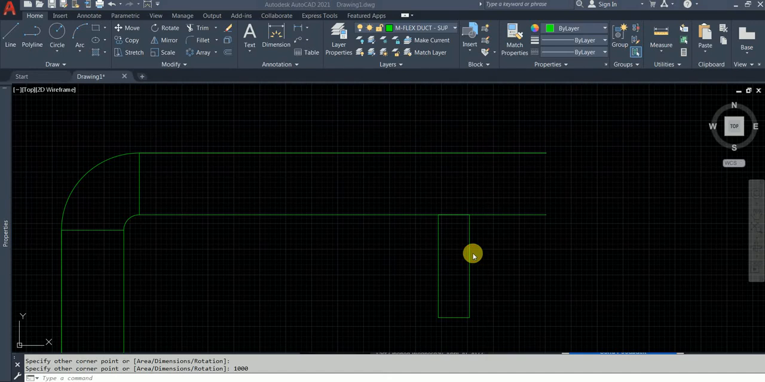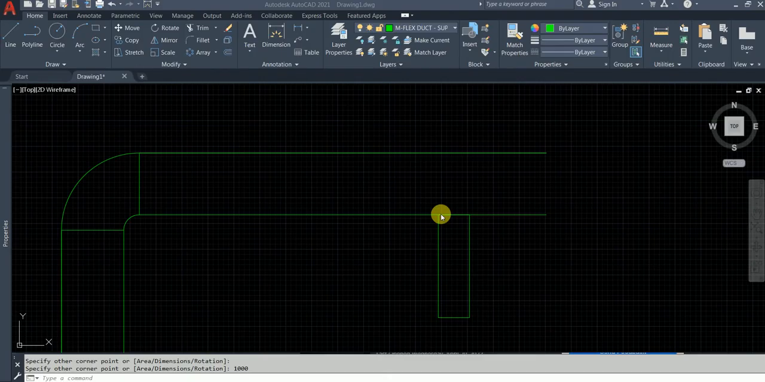So today's class, what I'm going to teach you is how to draw a neck. It's called the neck, the shoe of duct. This is a branch duct, and this is the main duct. So how do we draw? It's all in AutoCAD. So how do we draw the shoe or the neck for a branch duct?